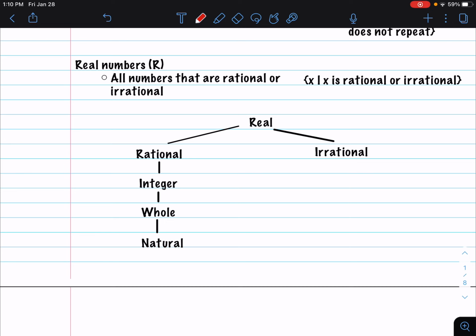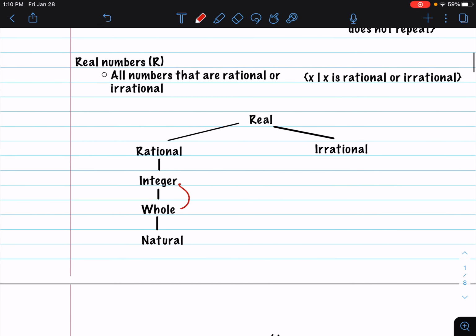So let's take a look at natural numbers. Natural numbers are whole numbers. All natural numbers are integers. All natural numbers are rational numbers, and all natural numbers are real numbers. And how about whole numbers? All whole numbers are integers, all whole numbers are rational, and all whole numbers are real numbers.